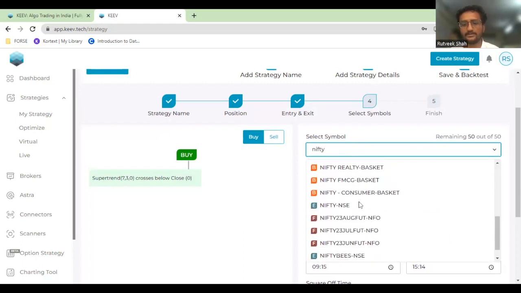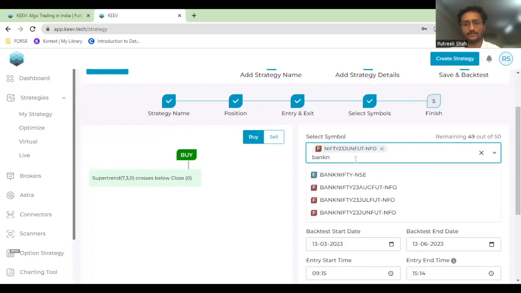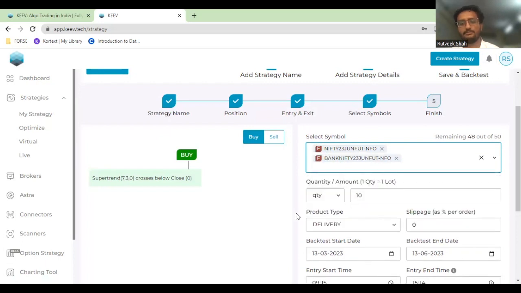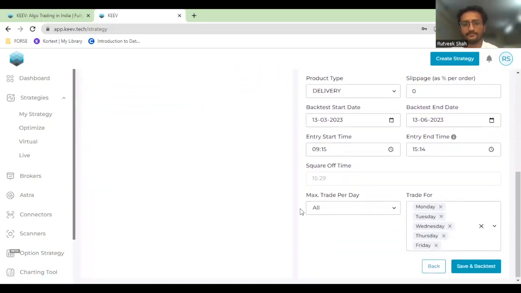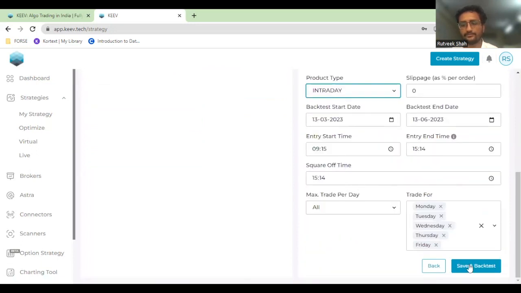We'll backtest it with the Nifty futures and the Bank Nifty futures, because those are the options that are always liquid and you can deploy a market order there. I want the position for intraday. And we'll run the backtest.